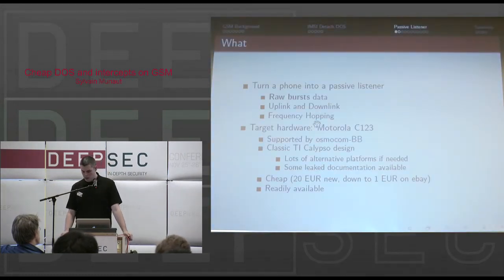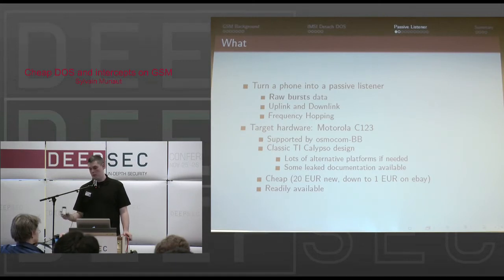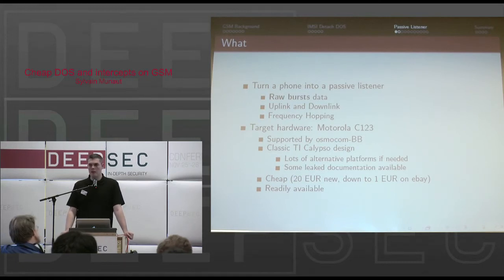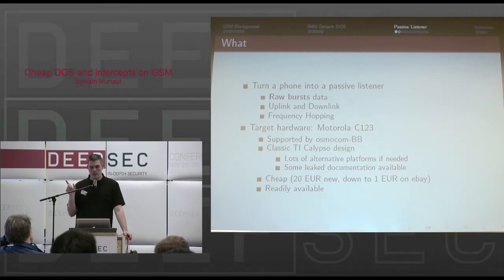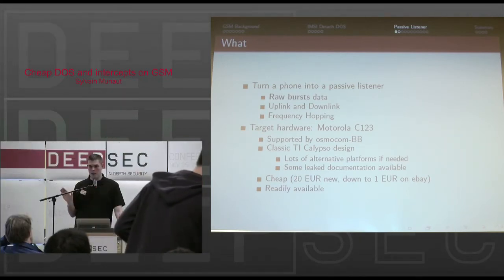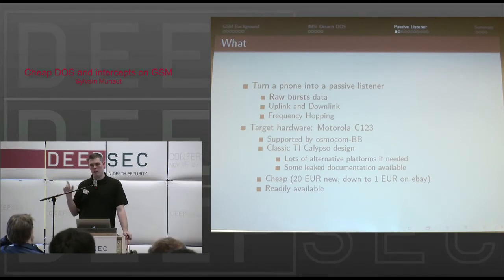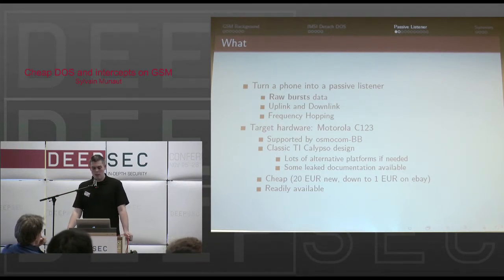Okay, so now we're going to talk about how you can use the same hardware, still this mobile phone, as a passive listener. First, what do I mean by passive listener? I want the raw data. As you saw in the beginning, there were 4 types of bursts. I want the normal burst, and I want those bits exactly, not pre-processed, because if you want to crack A5 or do other things, you really need that raw data. Preferably, I'd like uplink and downlink, because it's better.